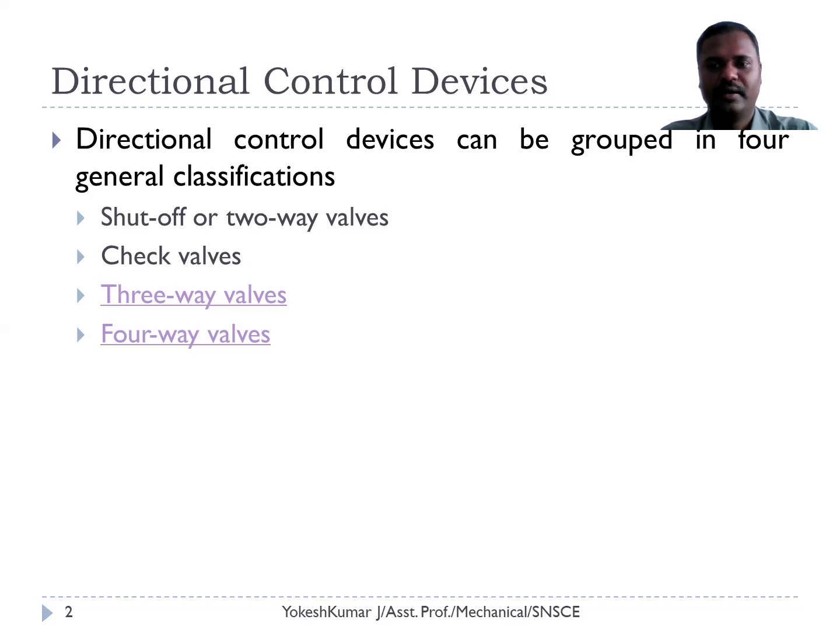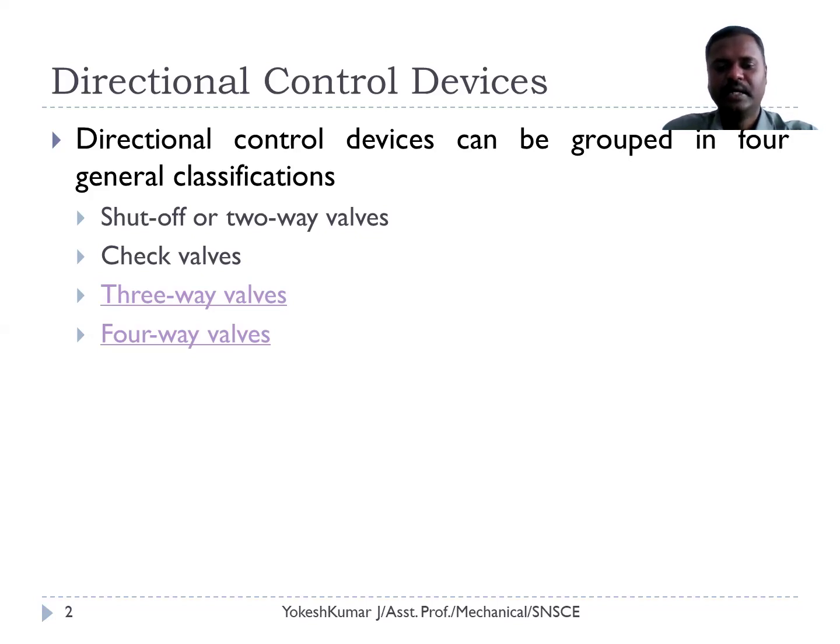This valve is also called a shut-off valve. It is used to completely shut off the flow of the fluid. And the second type of valve is called a check valve. The check valve is a special type of valve which allows the flow in only one direction. Reverse flow is not possible in the check valve. And the third type of valve is called a three-way valve. This three indicates three ports can be used in the valve. Then the fourth category is the four-way valve. Four ports are used in the valve to perform specific tasks.